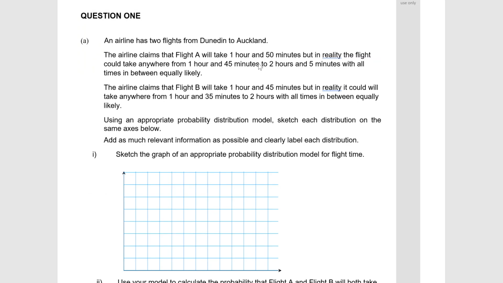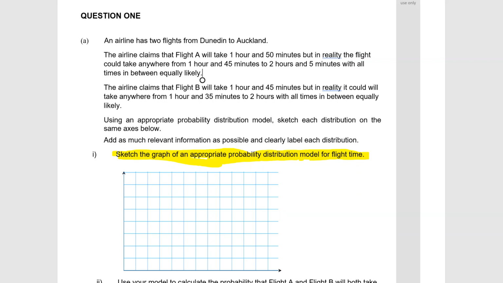So here's question 1A. A good idea with a question that has heaps of words in it is to start by reading the goal or the instruction first, and then you know where you're headed. The instruction is to sketch the graph of an appropriate probability distribution model for flight time. So that's what this first part of the question is about, sketching a distribution. We should be thinking, I wonder what sort of distribution model is going to be the best one here. Now as we start reading the information, we know that's where we're headed.